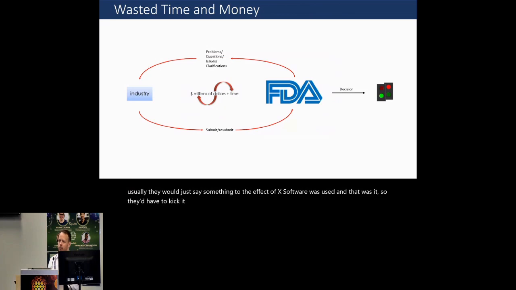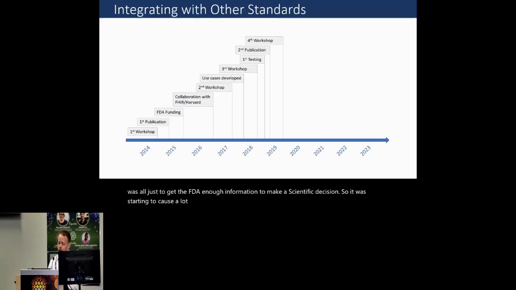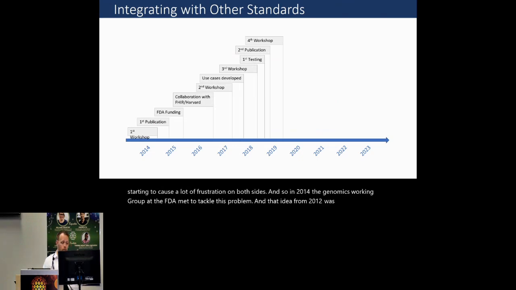Maybe they'd resubmit, maybe it worked, maybe it didn't. They might go back and forth multiple times and take months and millions of dollars. And this was all just to get the FDA enough information to make a scientific decision. So it was starting to cause a lot of frustration on both sides. And so in 2014, the Genomics Working Group at the FDA met to tackle this problem. And that idea from 2012 was proposed, which by now is being called BioCompute, and it was accepted.